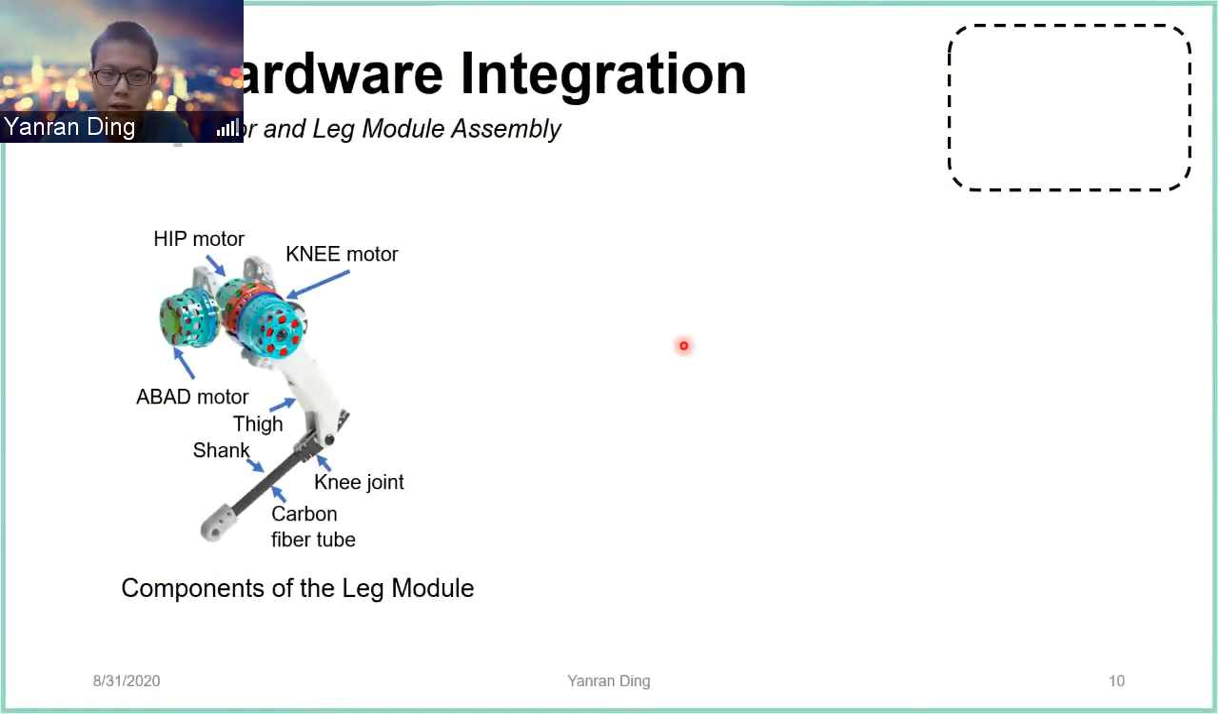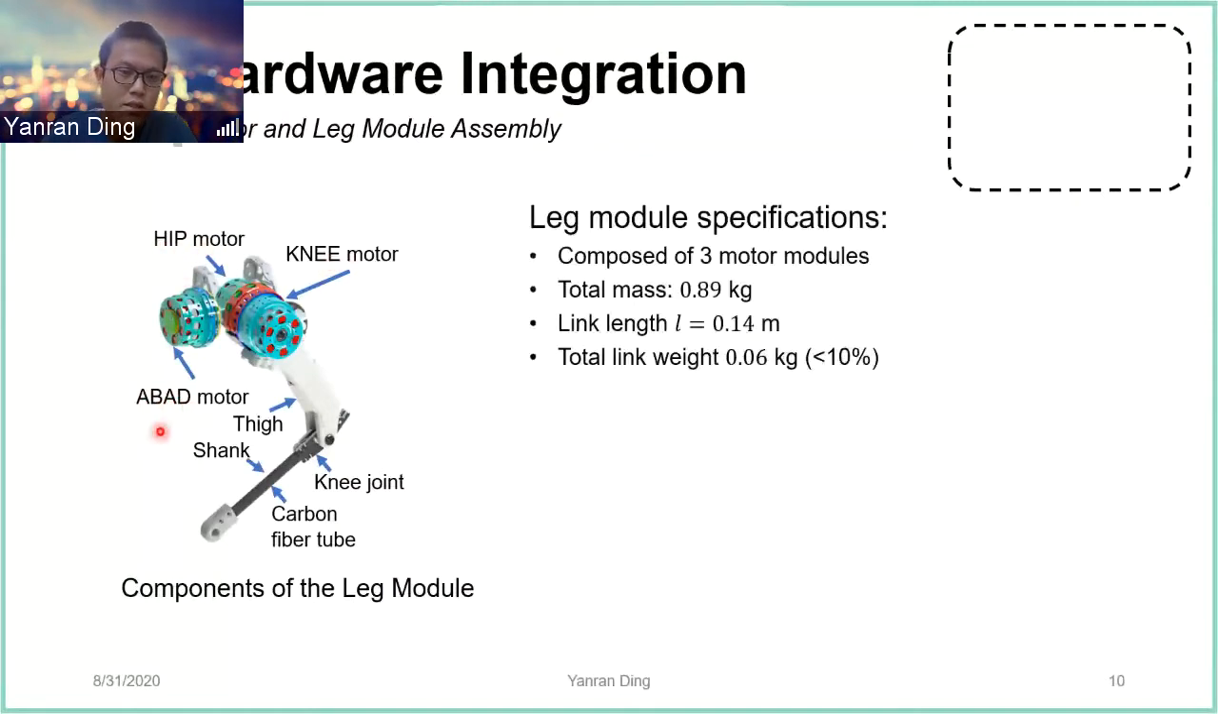So once we have the motor selected as well as the gear ratio determined, we went ahead to synthesize the robot. Each leg of the robot has 3 joints: the abduction-adduction joint, the hip joint, and the knee joint. Since the linkages are made of lightweight materials such as 3D printed plastic and carbon fiber, the total link weight is less than 10% of the total weight of the leg module.